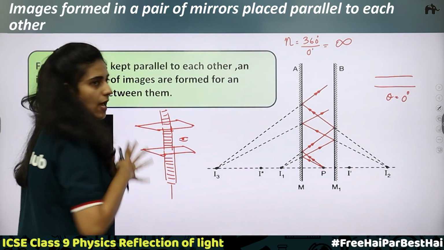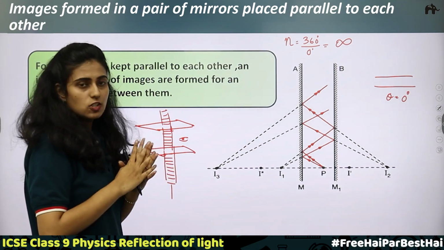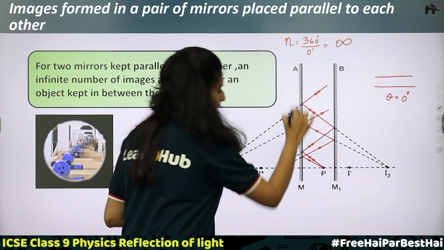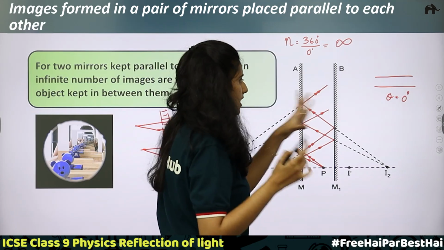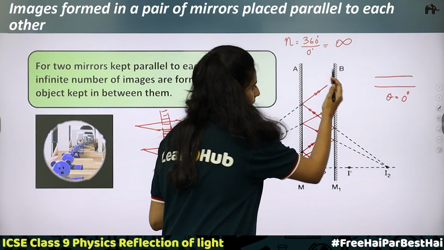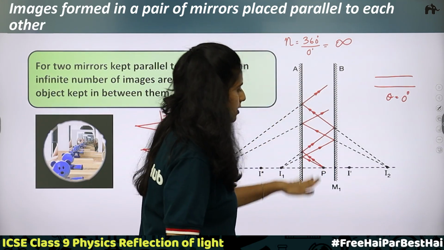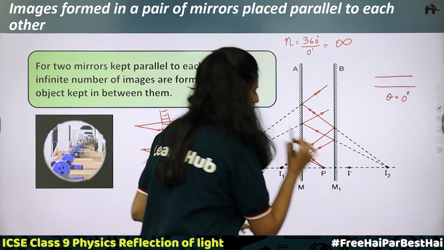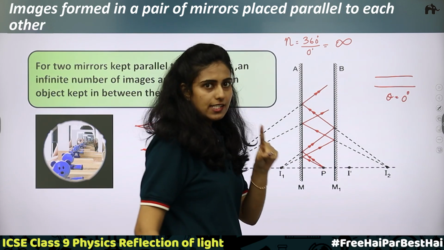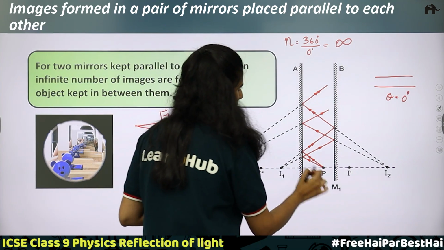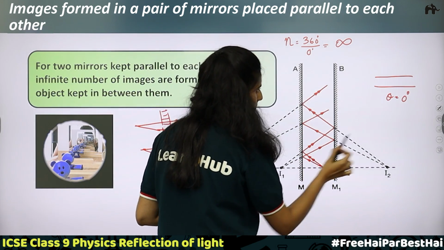What is happening in all these cases? Here you can see AM is the first mirror and BM dash is the second mirror. They are facing each other. They are kept parallel to each other. P is an object. The first light ray from P is striking AM.